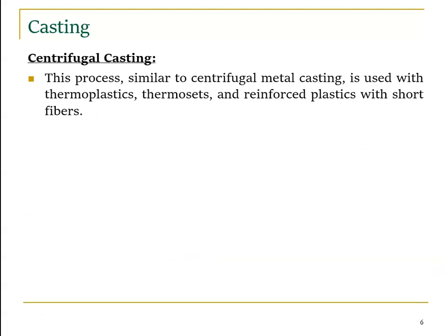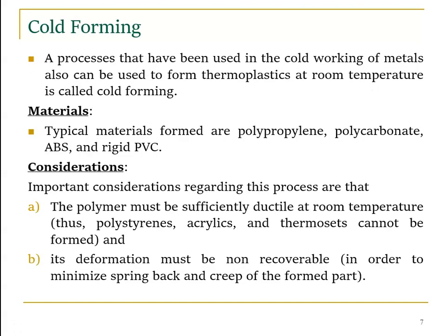The second manufacturing method is centrifugal casting. We know centrifugal casting: if you apply centrifugal force, the materials are cast. We pour the molten material and apply the centrifugal force. With the help of centrifugal force, the molten material sticks to the wall of the mold cavity. After solidification, we will get the shape. This process, similar to centrifugal metal casting, is used with thermoplastics, thermosets and reinforced plastics with soft fibers.